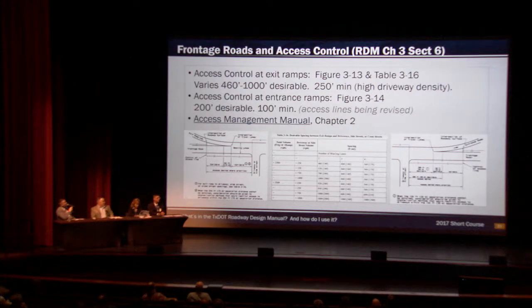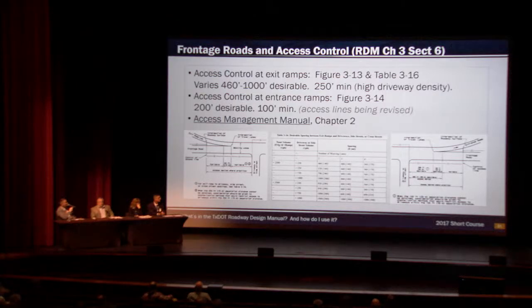There is verbiage in the manual: 250 feet can be a minimum in areas of high driveway density, but again, that's one of those things where you shouldn't always design just to the minimum, and we may comment on it if we see that at every exit ramp you're just providing 250 feet. At an entrance ramp, it's 200 desirable, 100 minimum.